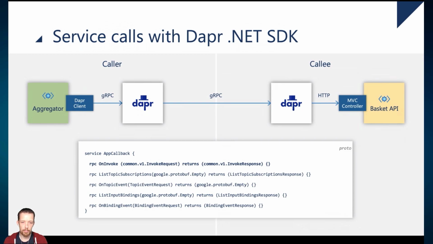But the important part is we still get gRPC performance benefits for any calls between sidecars. And from a performance perspective, those are the most important calls because the sidecars may be located on different nodes, whereas the sidecar and the service are always located on the same node.